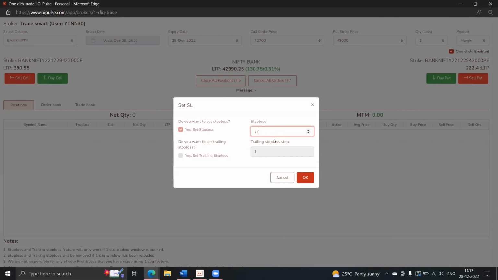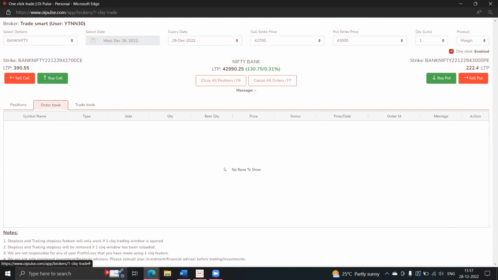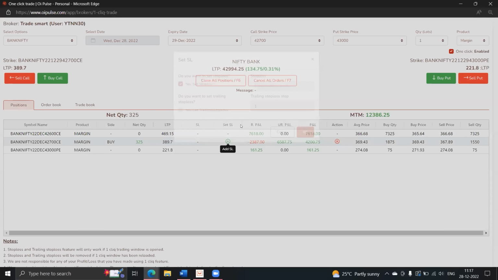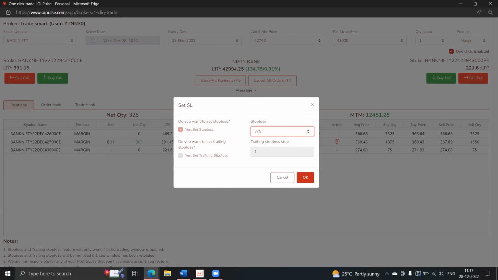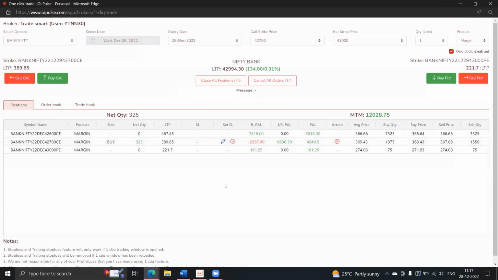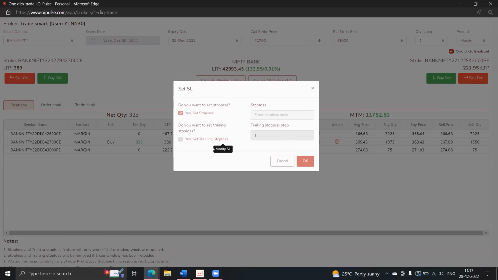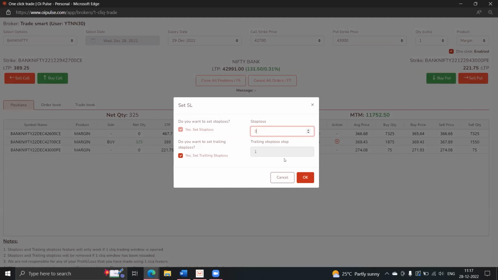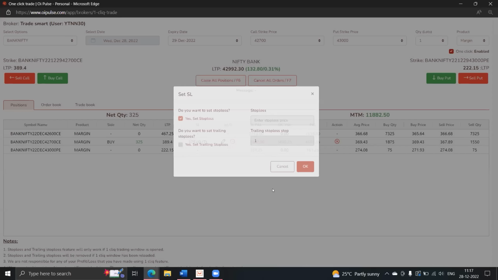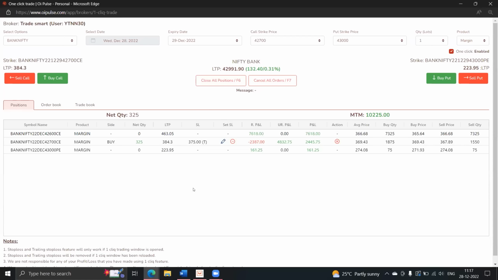Initially, what I will do is I will place it at around 375. And I'm placing a trailing stop loss. Just watch the price here, 390 and 375. Okay. Whenever we have placed a trailing stop loss, it will show with a T. But the price is fluctuating. So what I'm going to do is cancel that and then add a few more here.